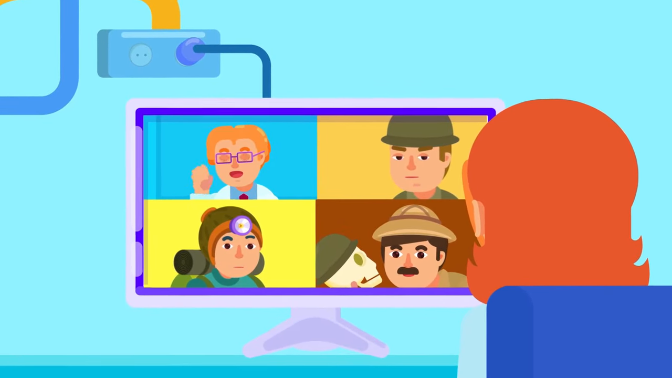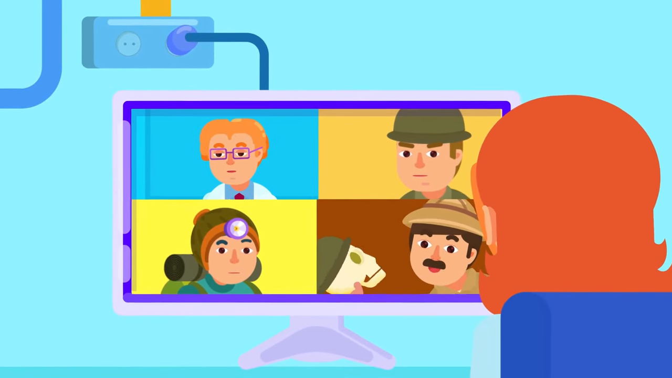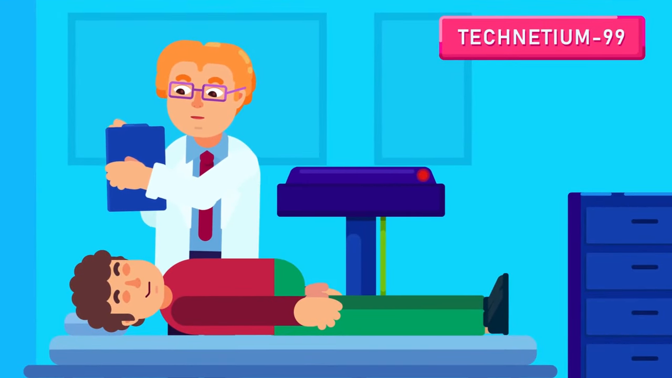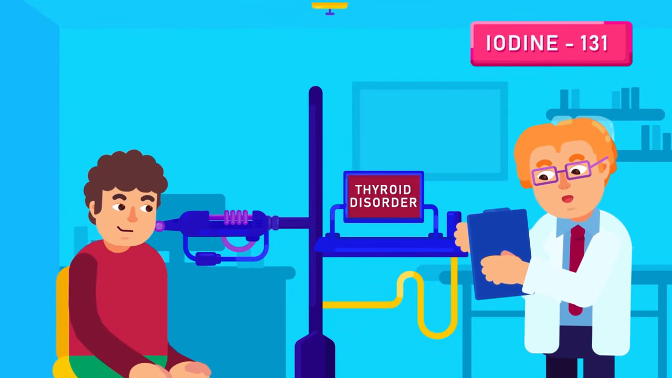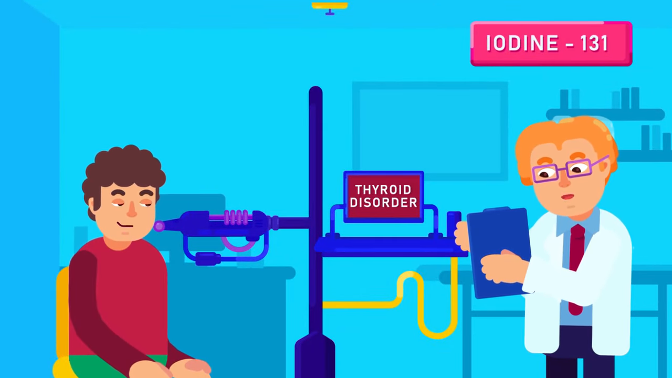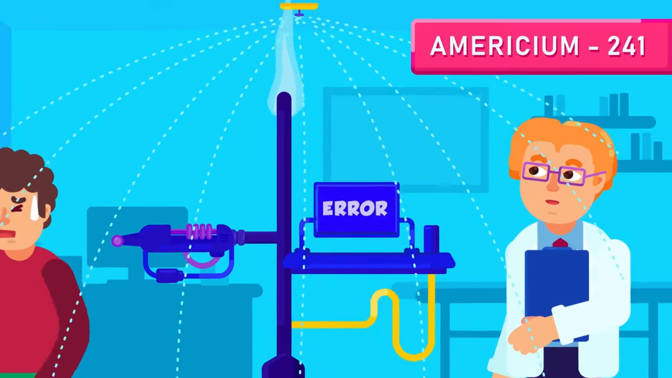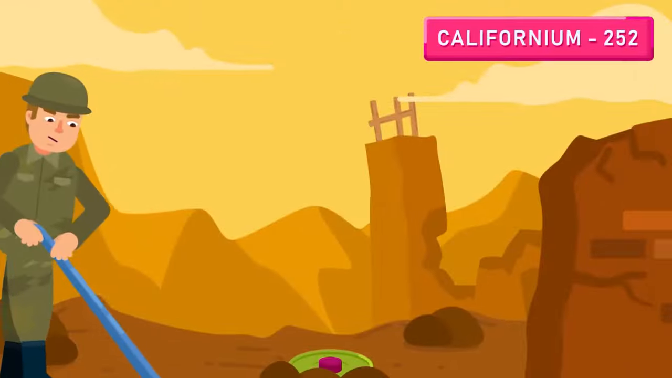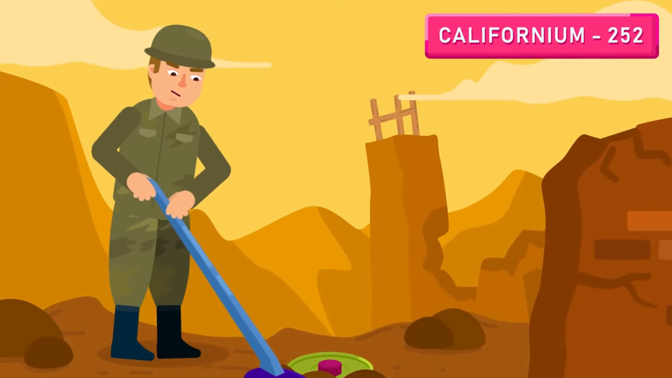Radioisotopes have different uses in many different fields of study. For example, in medicine, defense, archaeology, and geology. In the field of medicine, technetium-99 is used to detect tumors, while iodine-131 is used in the treatment of thyroid disorders. In safety, americium-241 is used in smoke detectors, while in defense, californium-252 is used in the detection of explosives.